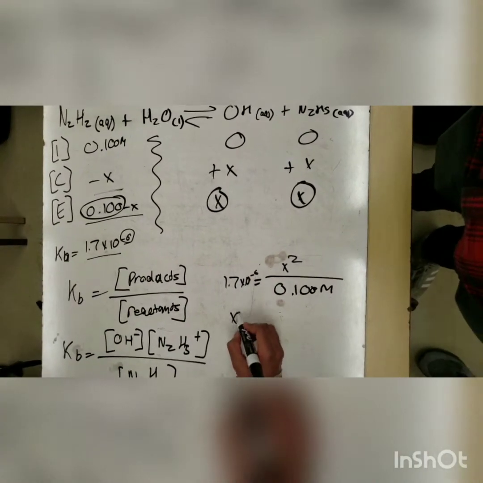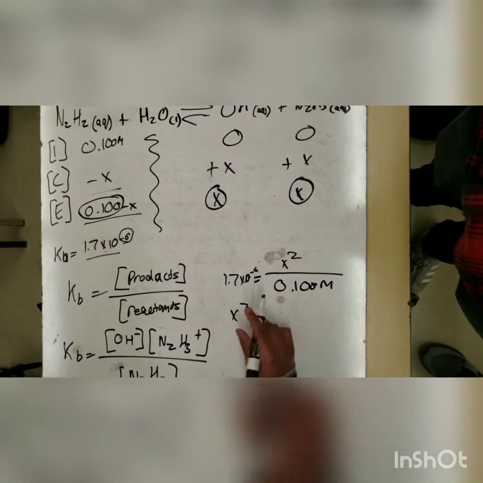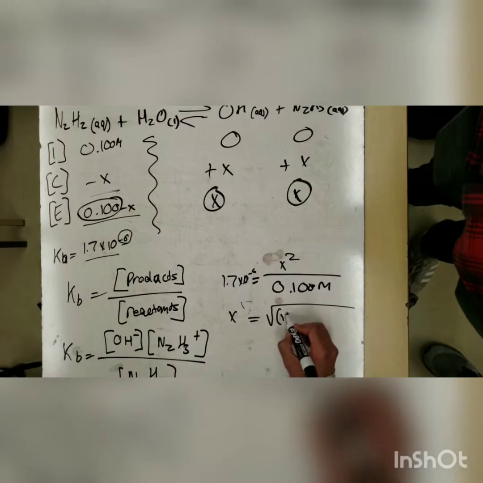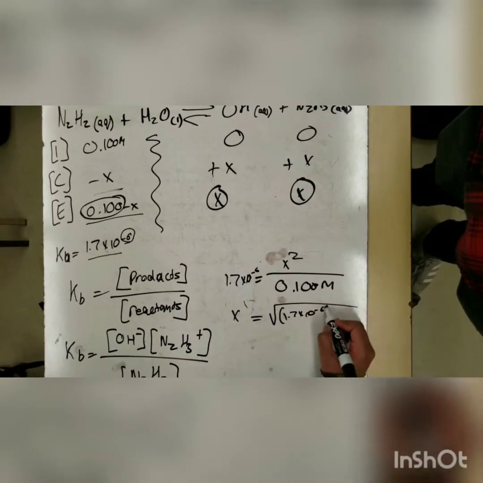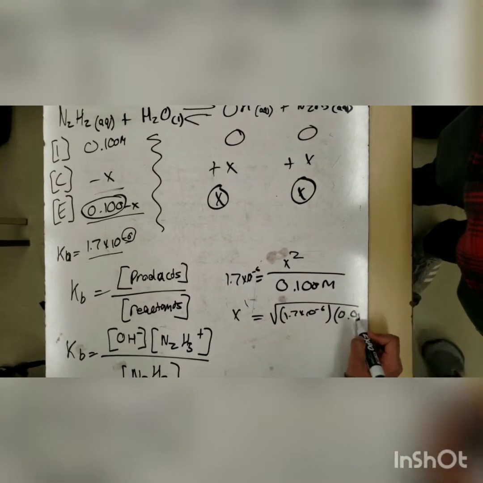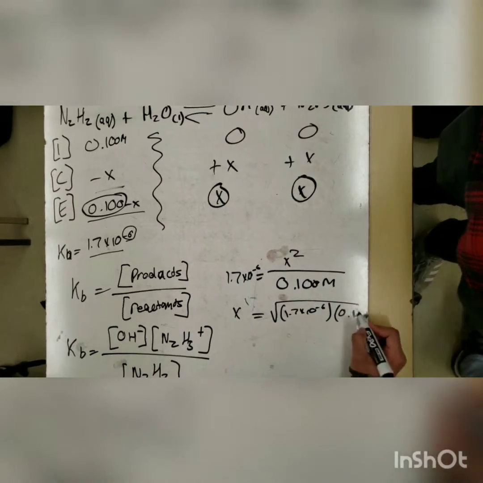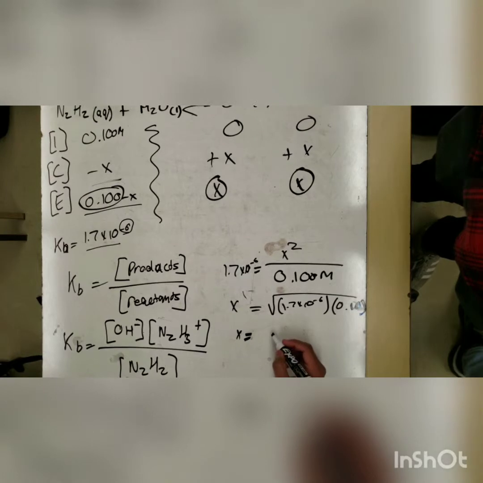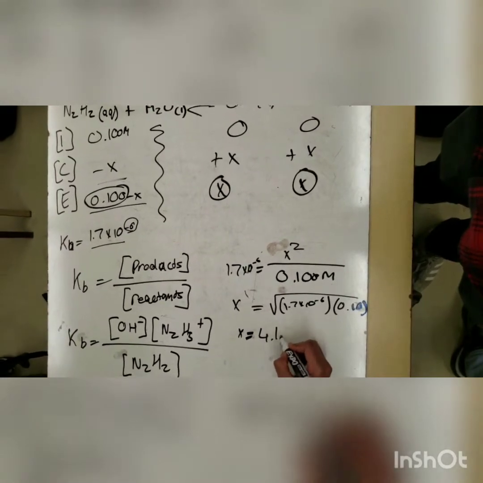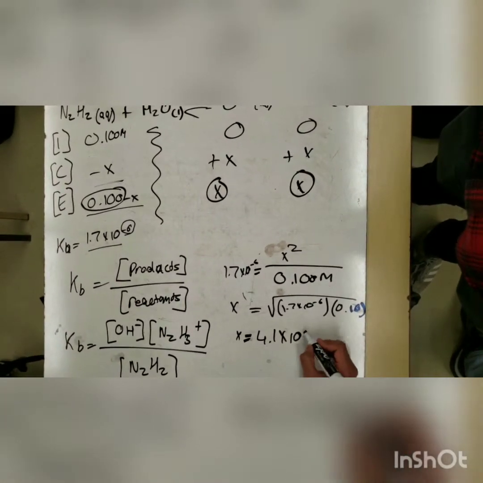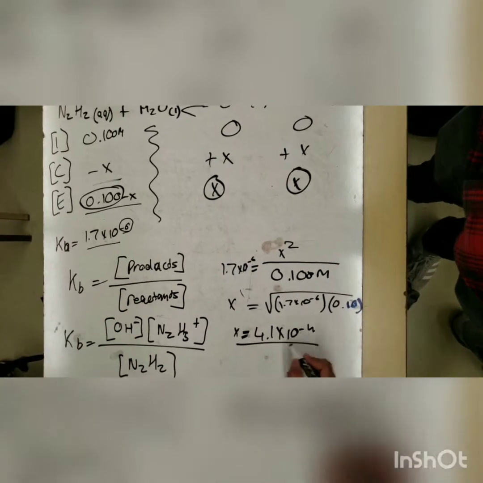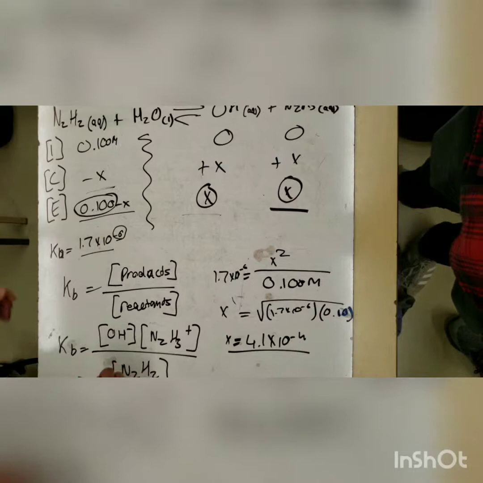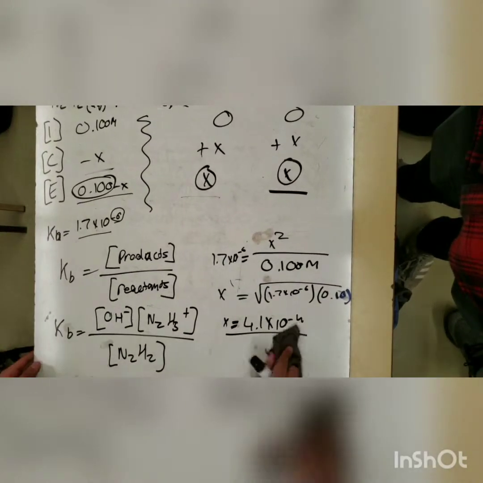So if we work this out, x is the square root of 1.7 times 10 to the power of negative 6 times 0.10 molar, and the x for this will come out to be 4.1 times 10 to the power of negative 4. We also know that this is what goes here and here. Now I'm just going to erase this because I need some space.